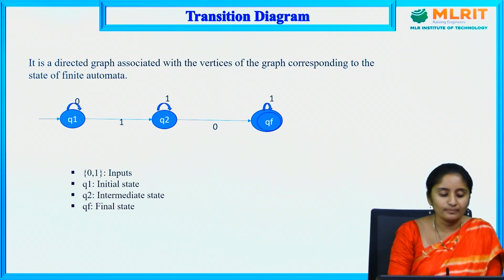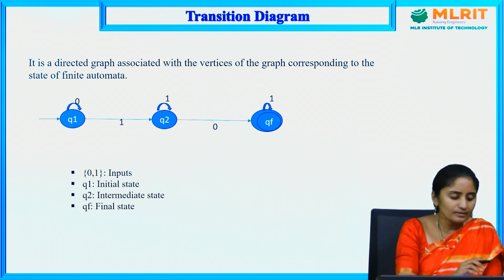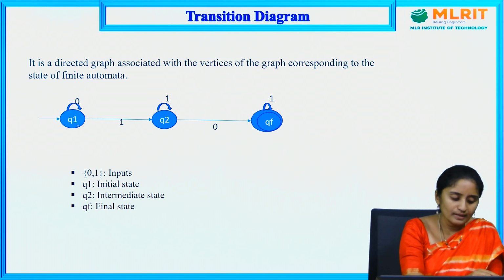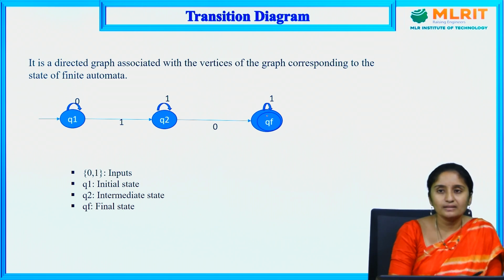Transition diagram. So what is a transition diagram? Till now I have drawn one example, that off and on state. That is nothing but a transition diagram. The transition diagram consists of states, inputs, initial state, final state and the transitions.